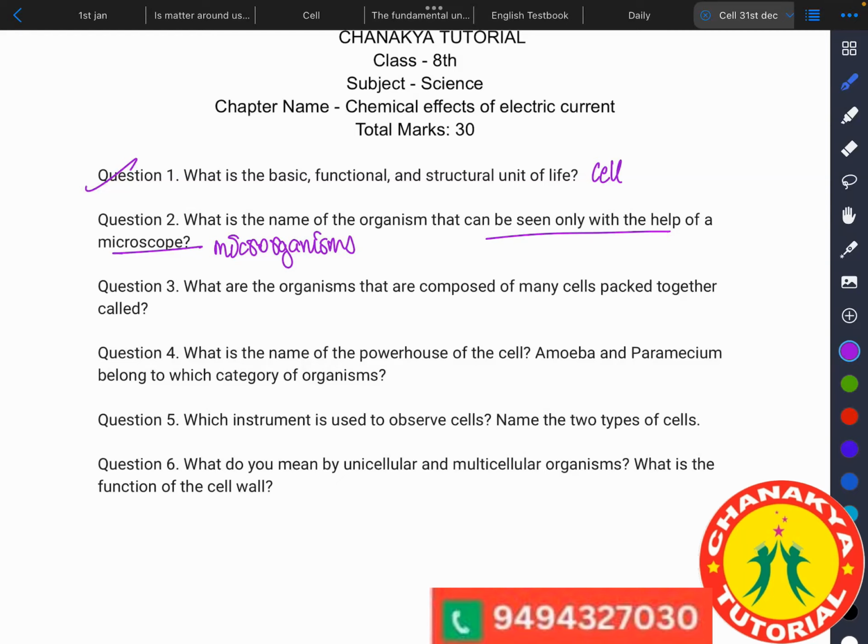Like I told you, the microscope is used to see objects which are in the size of micrometer, 10 to the power minus 6 meter in size. These small-sized creatures or organisms can be seen with the help of a microscope.